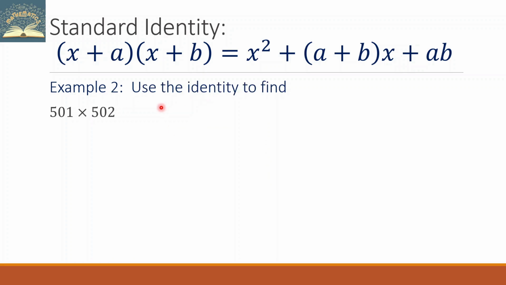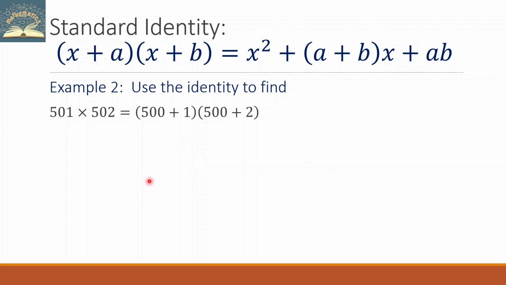Example 2. Use the identity to find 501 times 502. We can use the number 500 as a common for these two numbers. That means this 501 we can write as 500 plus 1 times the 502. So we write here 500 plus 2. Notice that we have here two groups. The first term or the first number are same, both 500. That means we can use our identity.